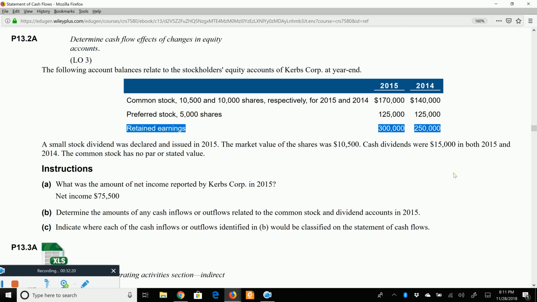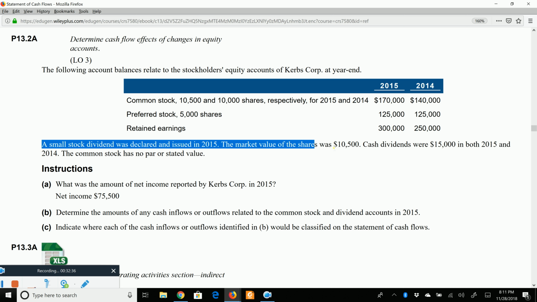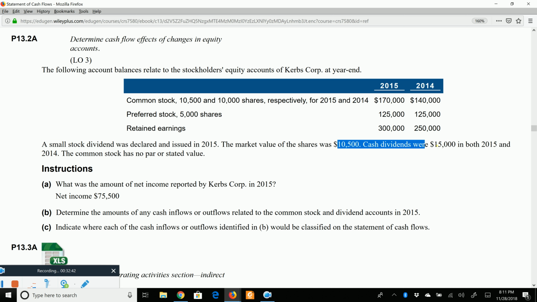So let's try to figure out the red balances. Well, we don't know the revenues and the expenses, but what do we know? We know the dividends. It says here, a small stock dividend was declared and issued. The market value of the shares was $10,500, and cash dividends were $15,000. So $10,500 was a stock dividend that reduced retained earnings, and cash dividends of $15,000 also reduced retained earnings.